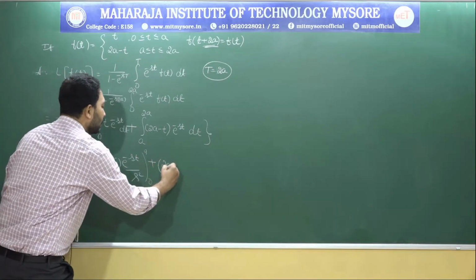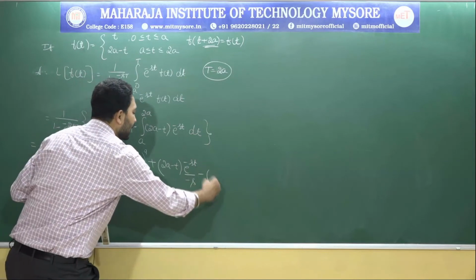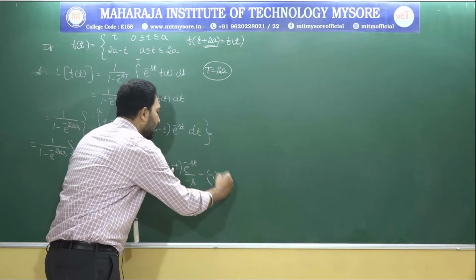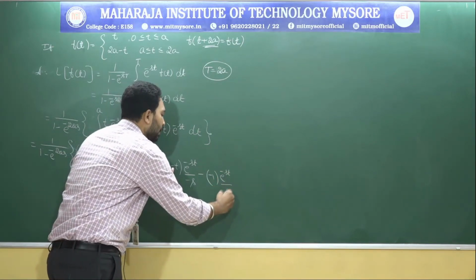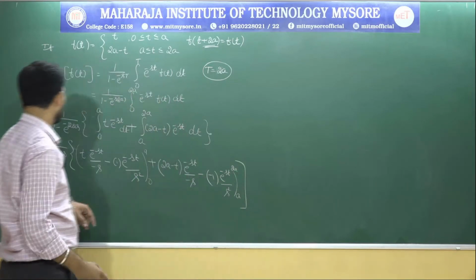Similarly, the second one: 2a minus t into integration of this, e power minus st divided by minus s, minus differentiation of this, where 2a gives 0 and minus t gives minus 1, e power minus st divided by plus s square, for a to 2a.